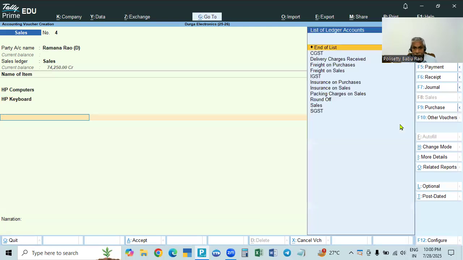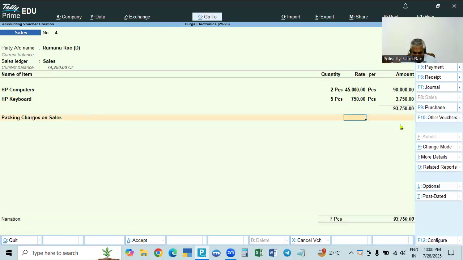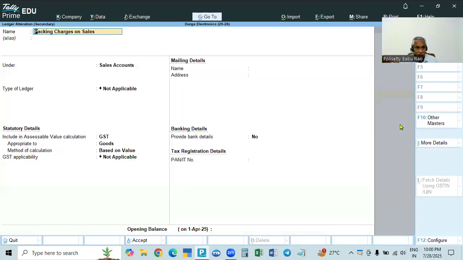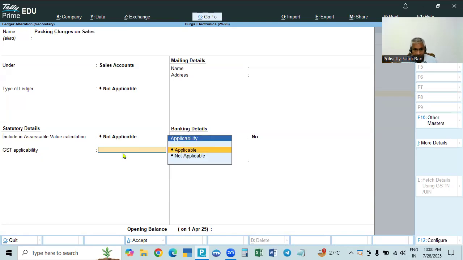Now we will take up packing charges on sales. Here we don't use the method of dividing among the other stock items and adding to the taxable value. We will not do that. They will be calculated separately, at the normal rate. So we make this not applicable, and this one applicable with the space bar.